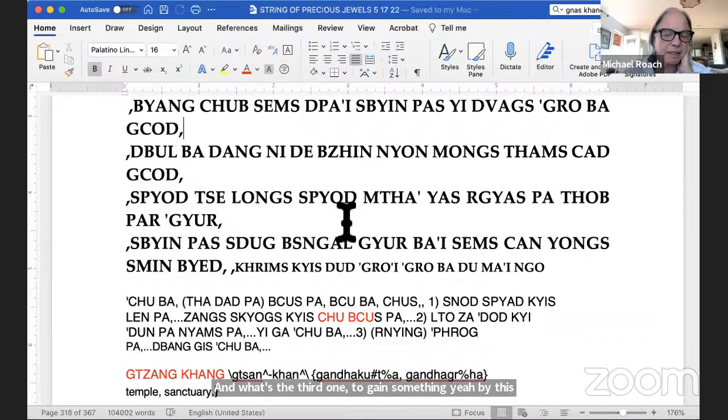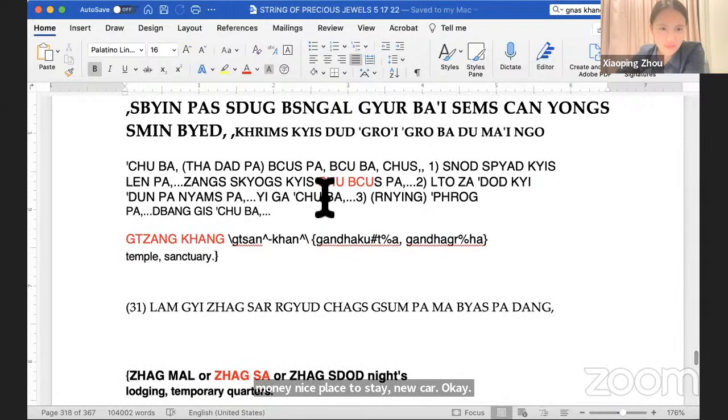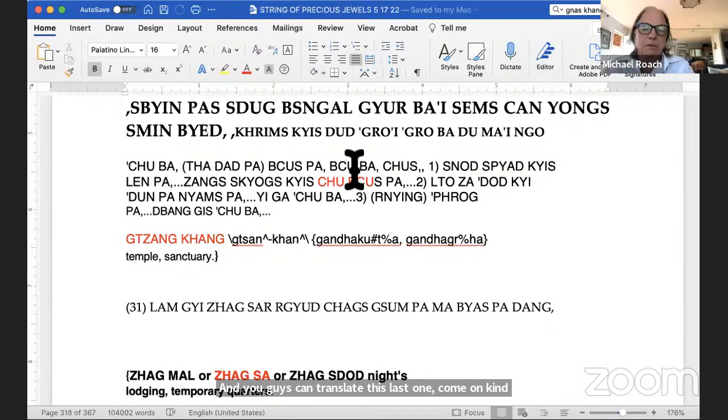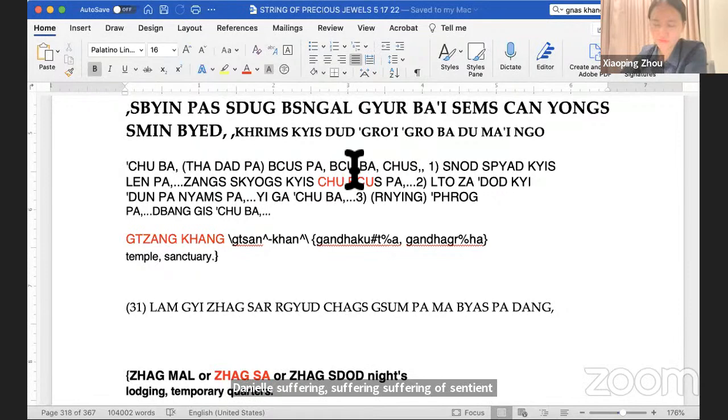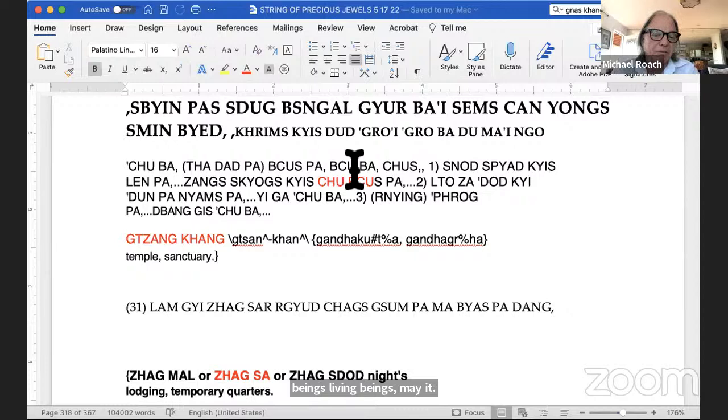And you guys can translate this last one. Come on, you guys work on this. Tim's going to help you if there's any words you don't know. What's Jimba? Giving. Jimba's the first perfection. By this act of giving, dunya. Suffering of sentient beings. Yeah, of living beings. May it all ripen in 2 minutes and finish. Okay. I wish he would have said not ripen.